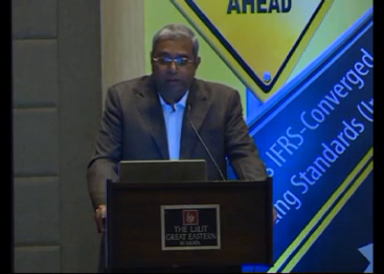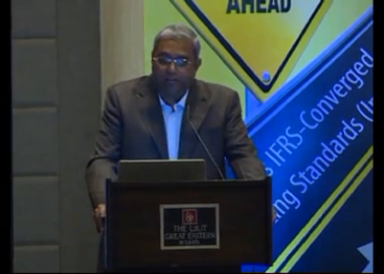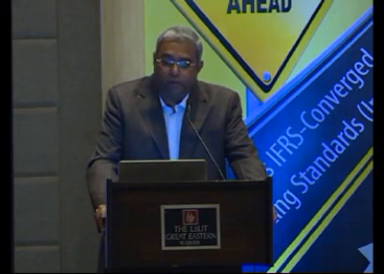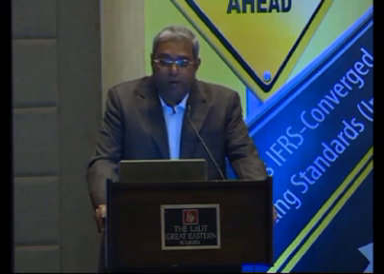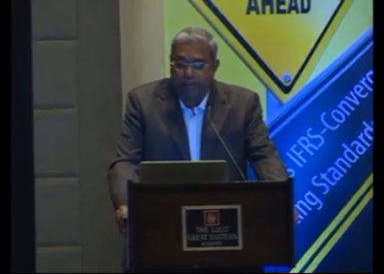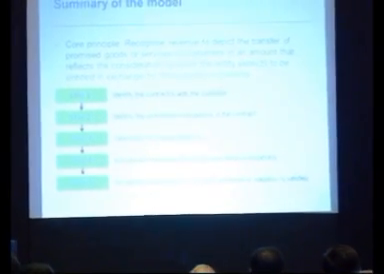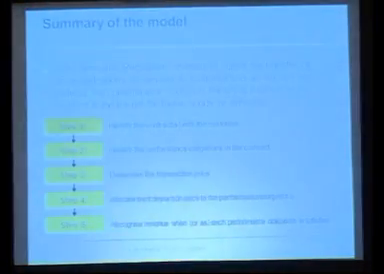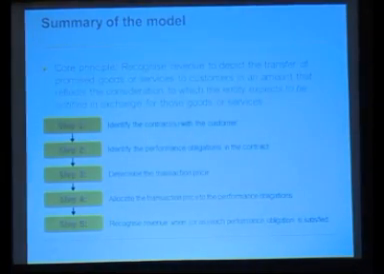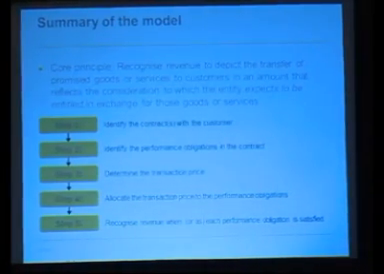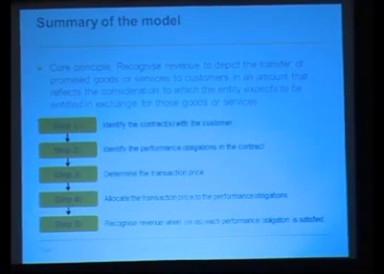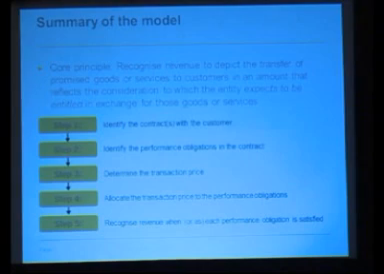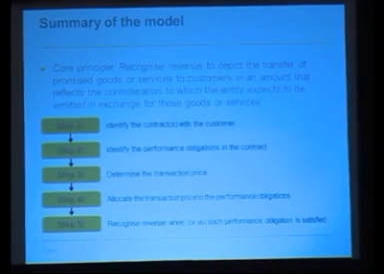The core principle in the model is to recognize revenue to depict the transfer of promised goods or services to a customer in an amount that reflects the consideration to which the entity expects to be entitled in exchange for those goods or services. And there are 5 key steps to how you're going to recognize revenue. Very simple steps, but as you start detailing those steps, it gets very, very complicated. It's in the nature of these things because the world has got so complicated. And we'll have multiple slides on each of these steps. What are those 5 steps?